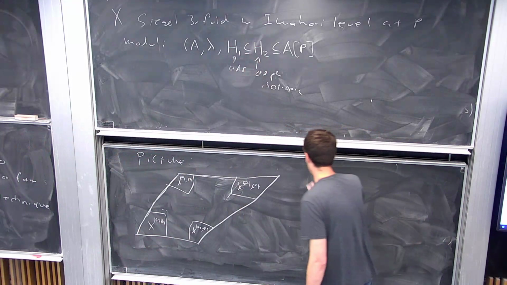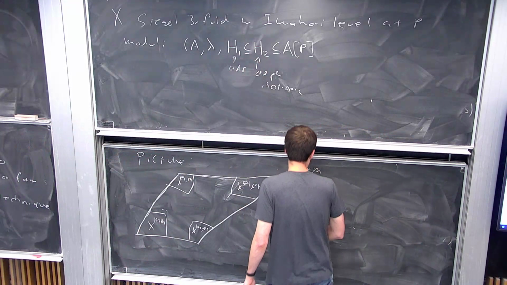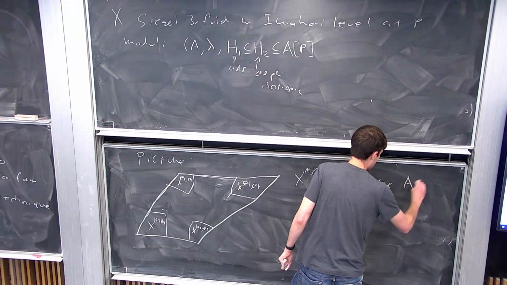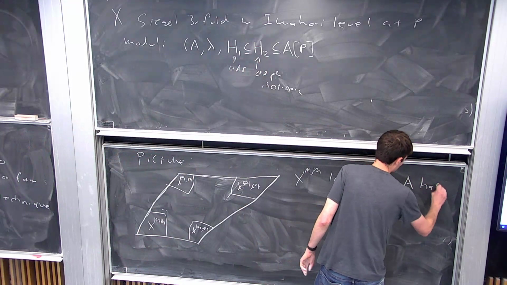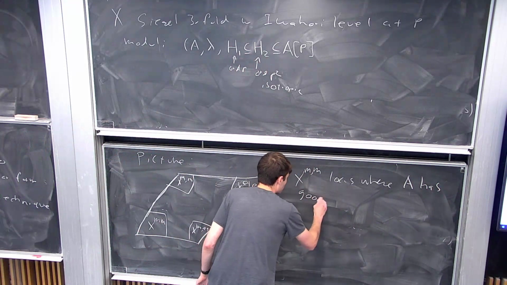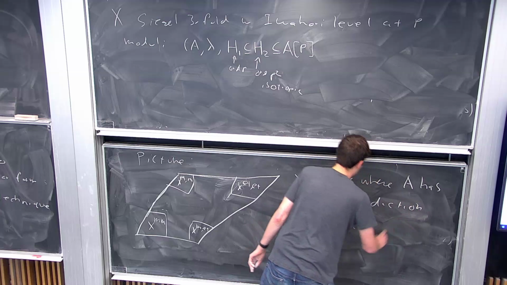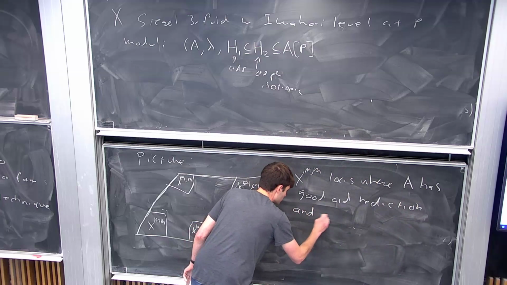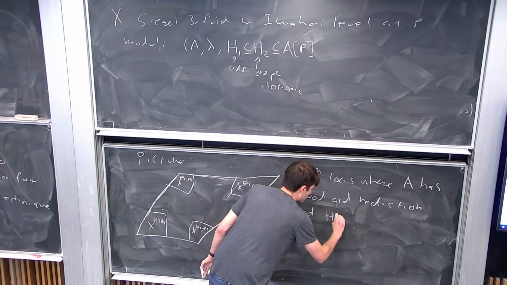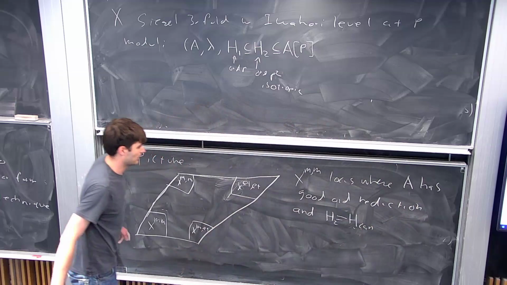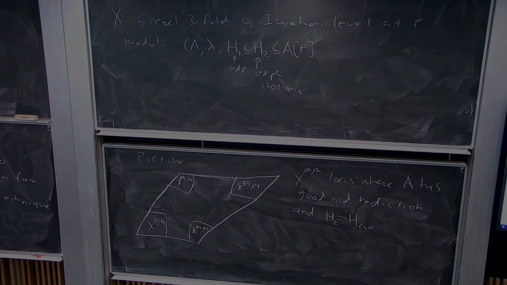So for example, X_mm, it's the locus where A has, say, good ordinary reduction. I'm not really worried about the boundary. And say H2 is equal to the canonical subgroup. So both H1 and H2 mod H1 are multiplicative groups.